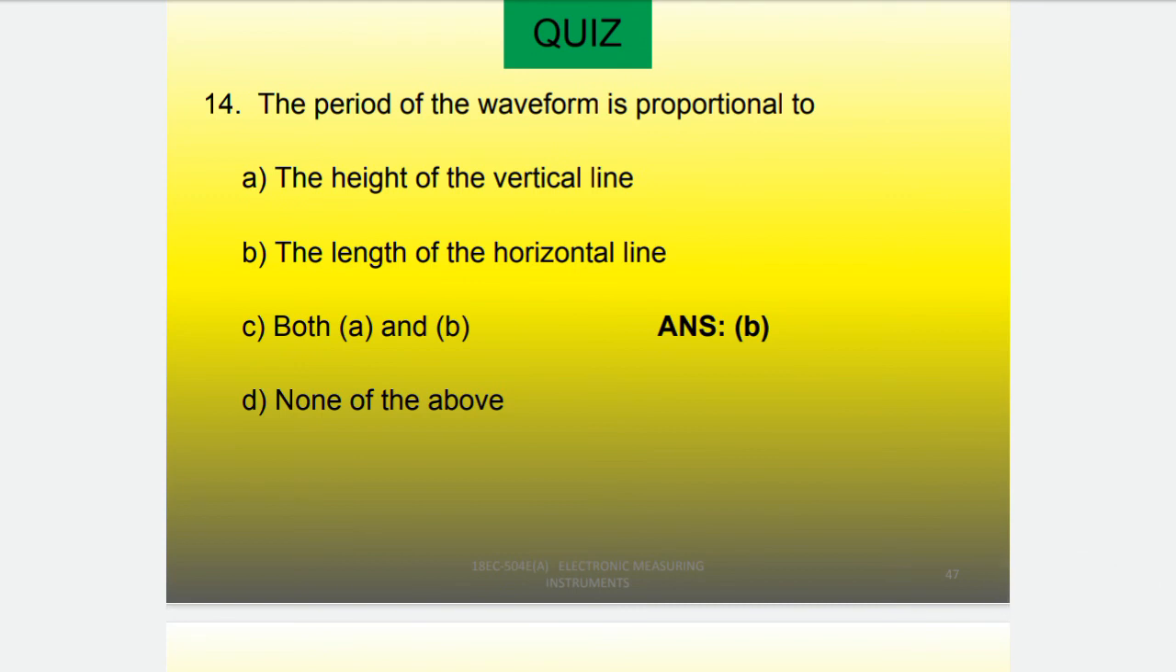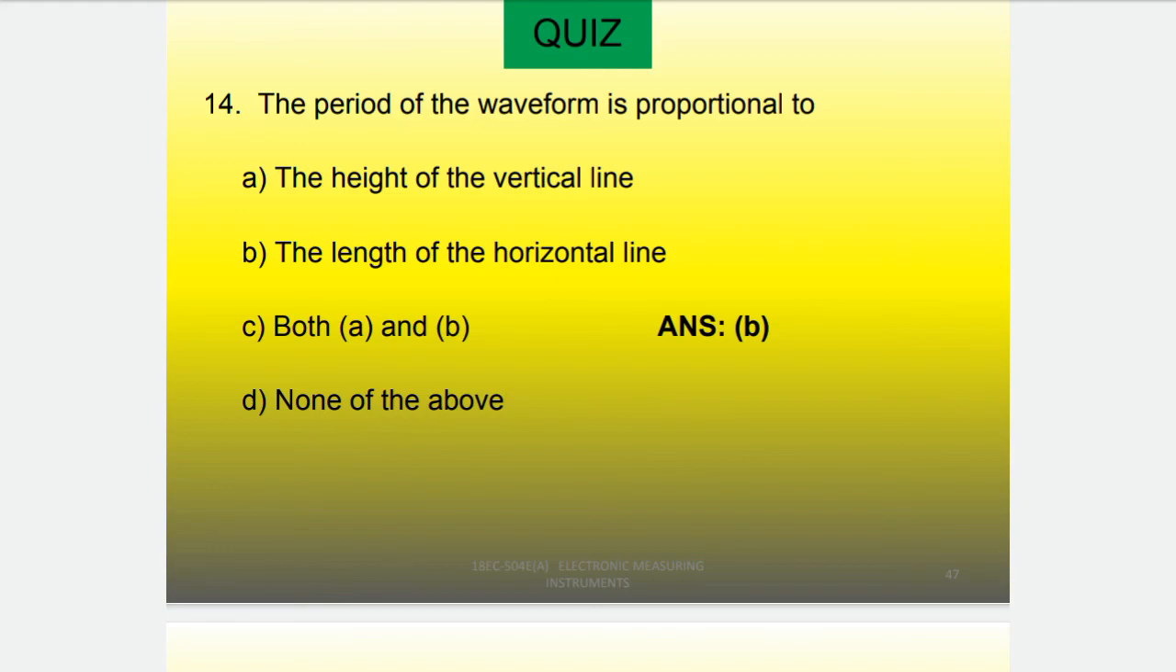The period of the waveform is proportional to dash. A, height of the vertical line, B, length of the horizontal line, C, both A and B, D, none of the above. The period, that is nothing but the time period of the waveform, is proportional to the length of the horizontal line. That means the time taken to complete one full cycle. Hence the answer is the length of the horizontal line. Answer is B.